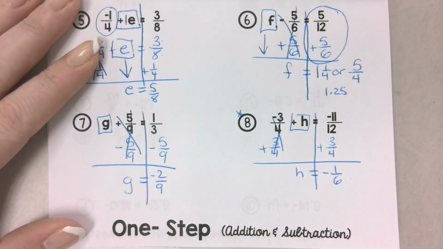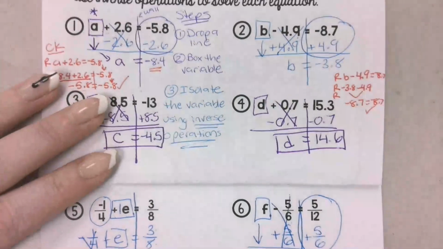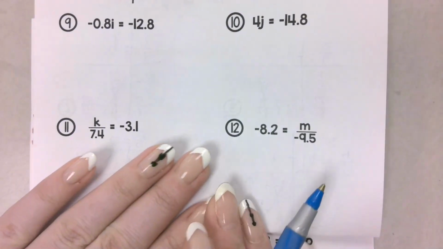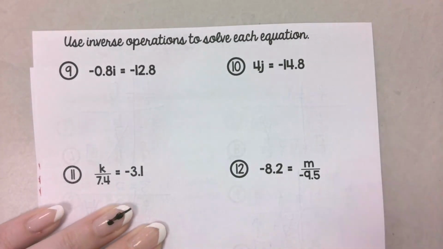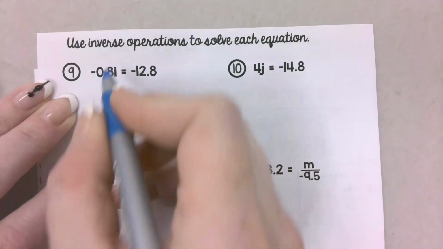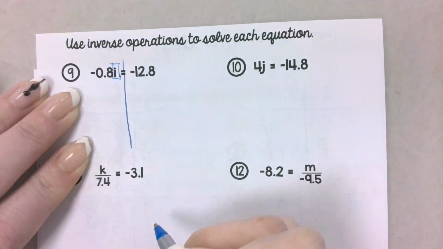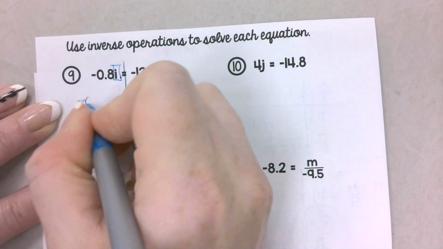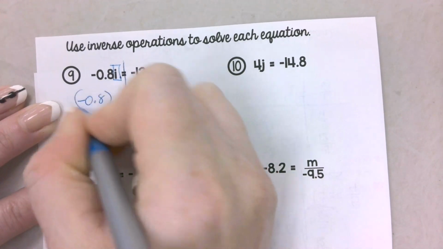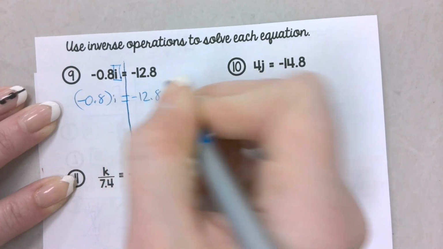All right, how'd you guys do on that one? Good, I hope. If you did good, we're going to use these same 3 steps to now flip and solve when we have multiplying or dividing. Let's take a look at number 9. We still do our brick wall and we still need to box our variable. Well, how are these two attached? This is saying negative 0.8 times I equals negative 12.8.